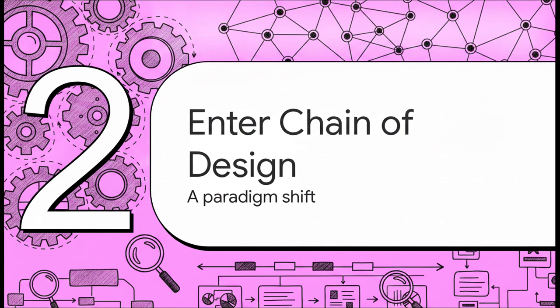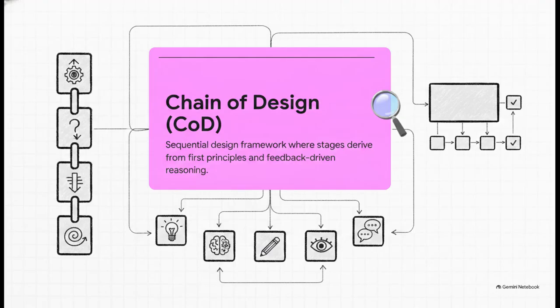Section 2. Enter chain of design. Time for a paradigm shift. We desperately need a way to make progress predictable and explainable. Enter the chain of design, or COD for short. This is a sequential, highly iterative framework. So the crucial point is that each design stage isn't just a random educated guess. It's explicitly derived from first principles, strictly evaluated, and refined through feedback.